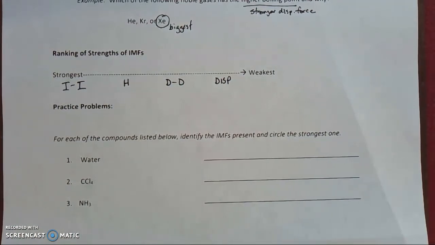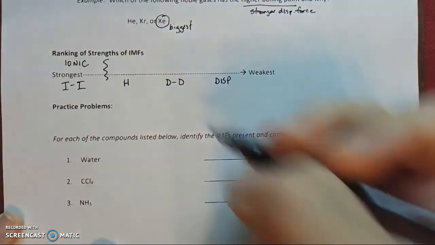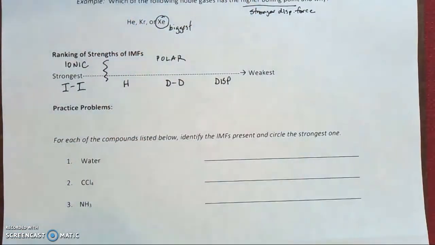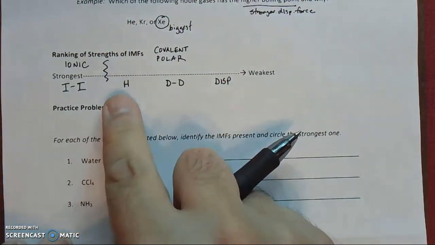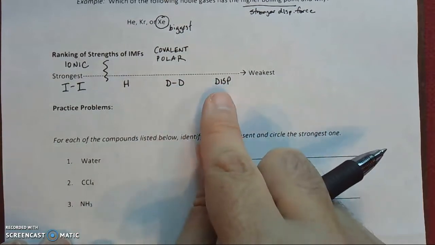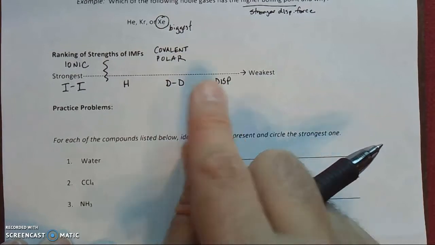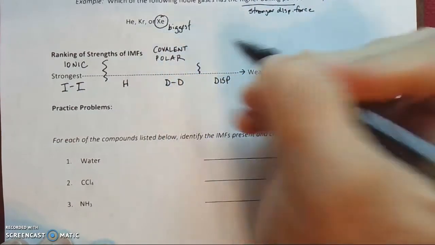Now to help us rank these, we know that ion-ion is separated from the other three. So if I draw a little demarcation here, I know that these are going to be ionic compounds, and all of these over here are going to be polar compounds, or not polar, they're going to be covalent. We can keep the polar there because we're going to use that here in a second. So hydrogen, dipole, and dispersion are all covalent compounds. We can separate covalent into polar and nonpolar, and that is right here.